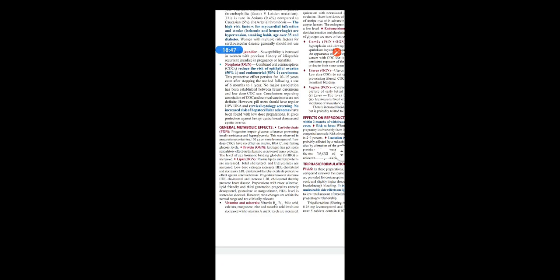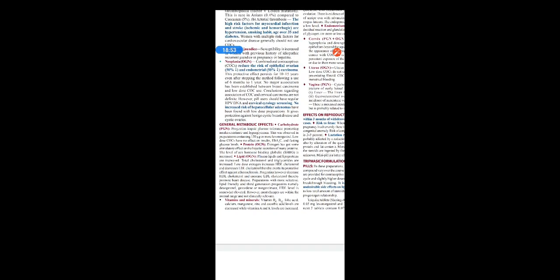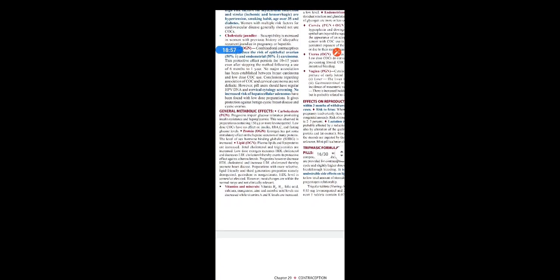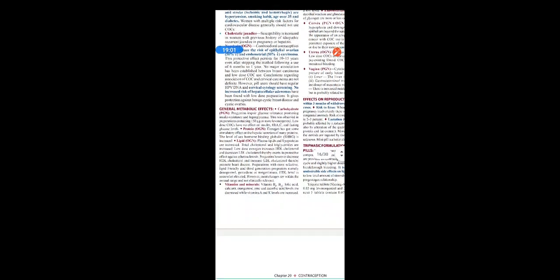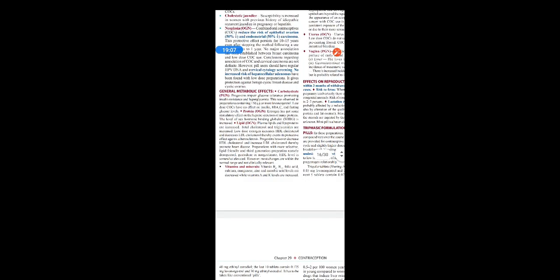Neoplasia: combined oral contraceptive pills reduce the risk of epithelial ovarian carcinoma by 50% and endometrial carcinoma by 50%. The protective effect persists for 10 to 15 years even after stopping the method, following a use of 6 months to 1 year. So here it gives protection. No increased risk of hepatocellular adenomas has been found.